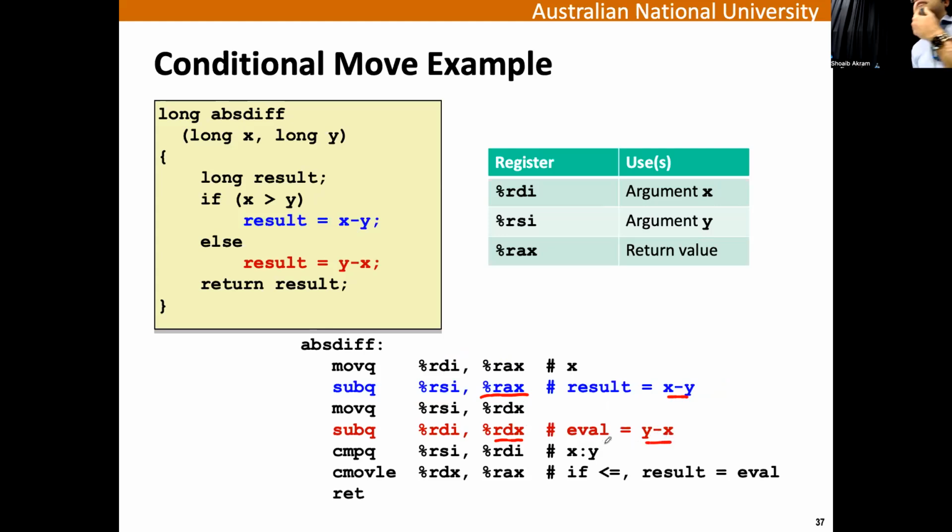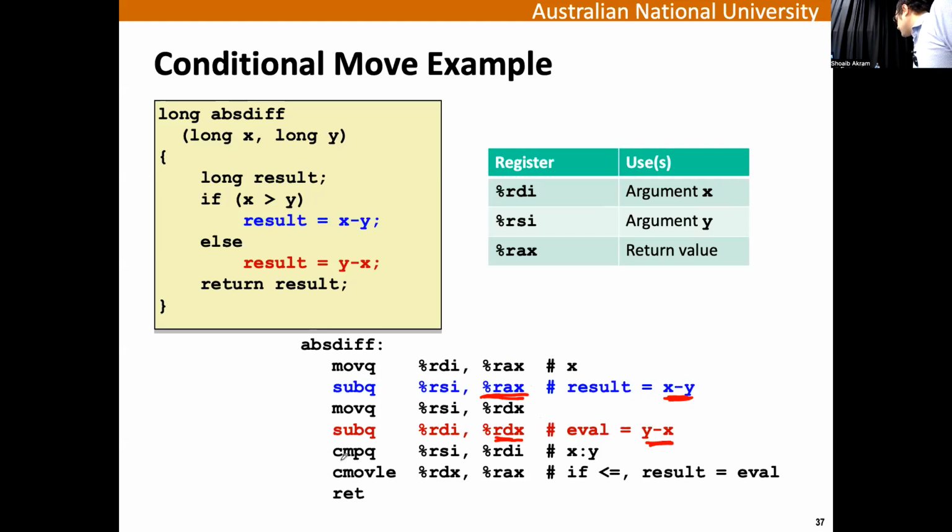And recall that we need to put the return value in RAX. That's the convention. At this point, RAX contains x minus y, and RDX contains y minus x. This is how we have set up our code.